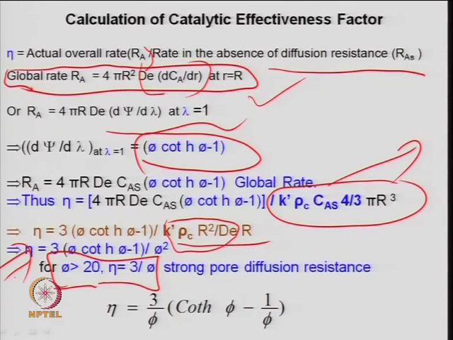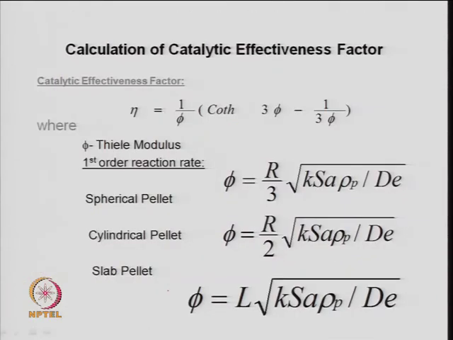So, this is the definition of effectiveness factor, and we have now written it either in this form or in this form, just 3 upon phi coth phi minus 1 upon phi, or 3 upon phi square, phi coth phi minus 1. There are some other definitions also available in the literature to define phi. So, accordingly your eta definition changes.